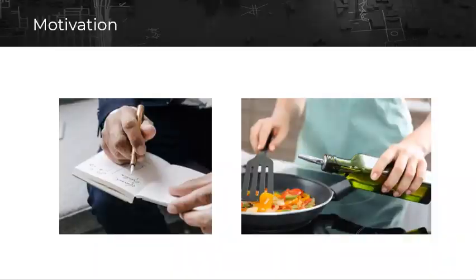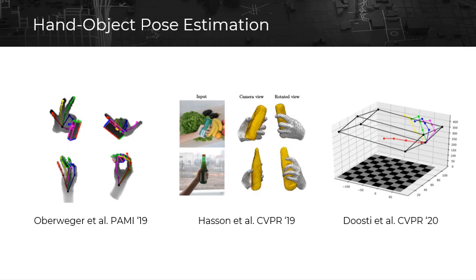When people interact with their environment, they typically use their hands to manipulate objects. Thus, it's critical for a computer to be able to track the hand and object together. Prior works have attempted to address this problem of hand-object pose estimation. The task is made difficult due to the significant occlusion and high relative pose accuracy required.